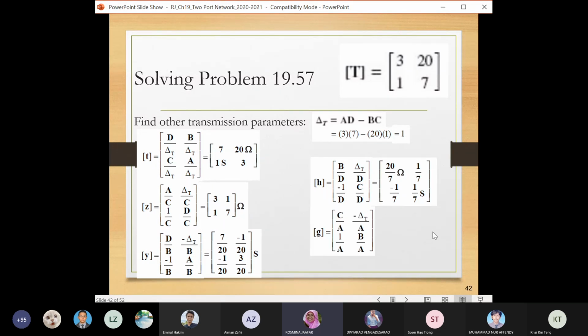And the last one, the inverse hybrid, which is the G parameters. You will have C over A, negative delta T over A, 1 over A, and B over A. So now, from one parameter, you can have 5 other parameters calculated from that same parameter. So regardless of which parameter you use, if you evaluate current or voltage in the circuit, they will produce the same answer.